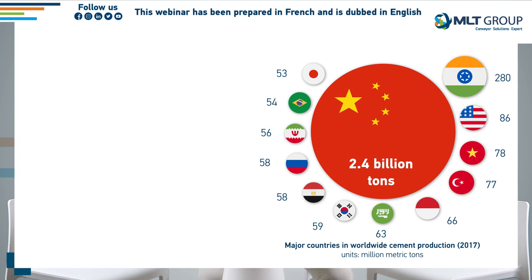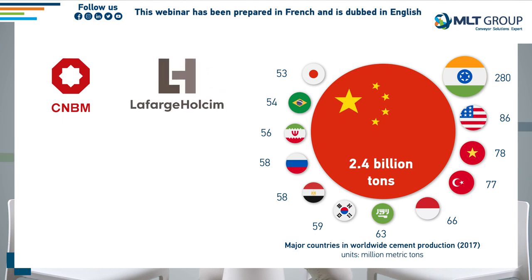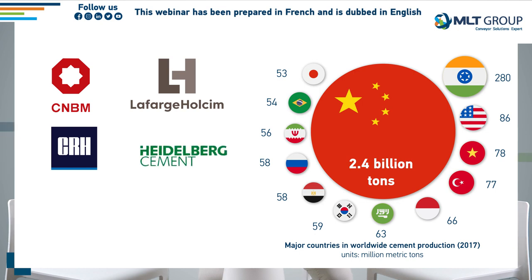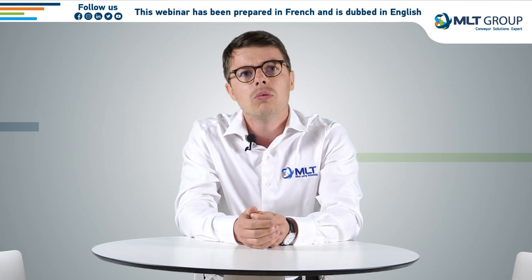That is for the first part. And the second part, we have the main actors, and we talked about China. So you have the Chinese group CNMB, Group LafargeHolcim, that you all know, the CRH Group, Heidelberg, Cemex, Italcementi, and much more. We also have all the independent companies which are involved around, and the groups slightly smaller than those we obviously work with, and we will be able to answer all of your needs.